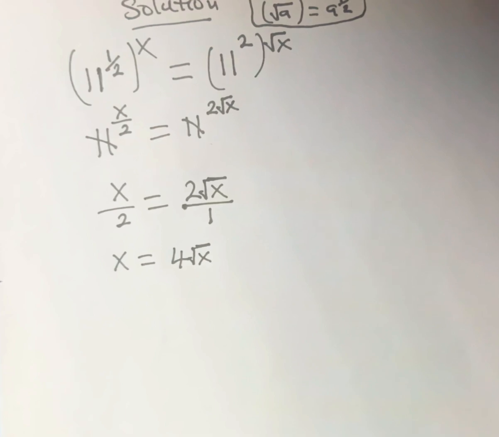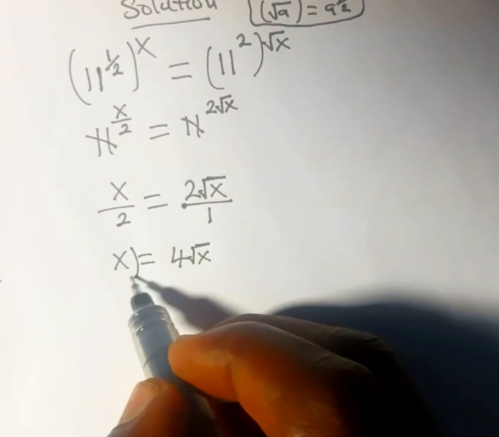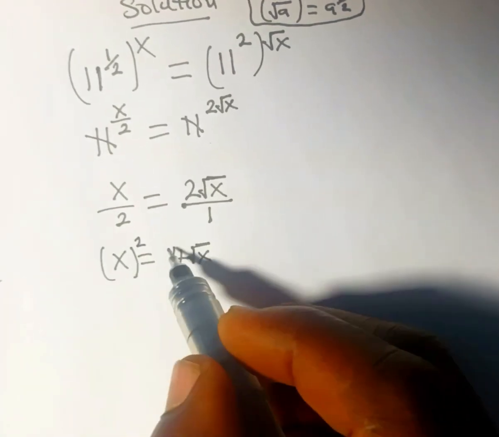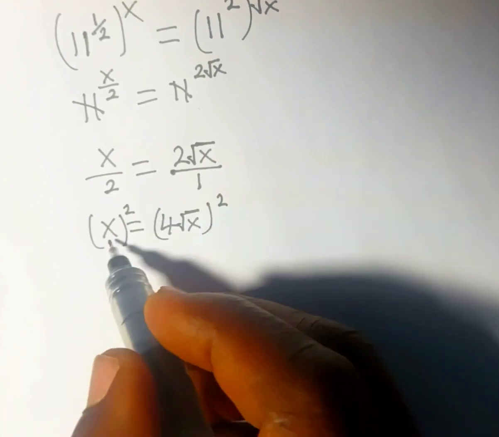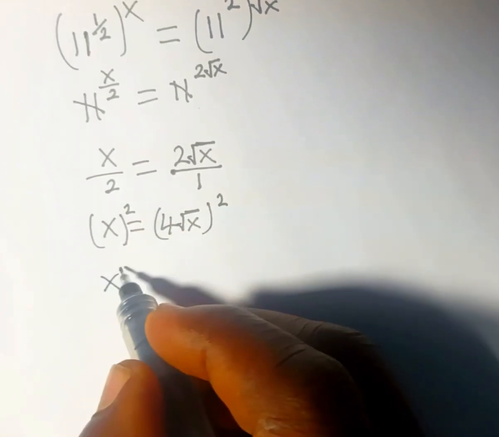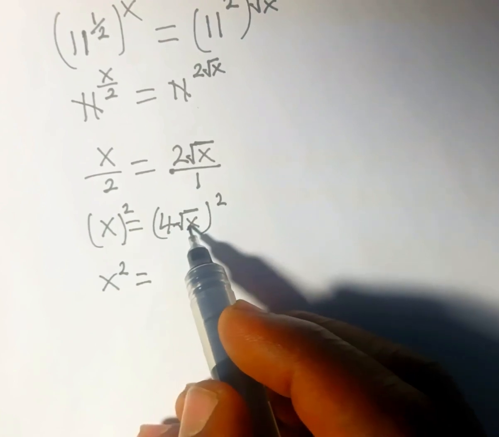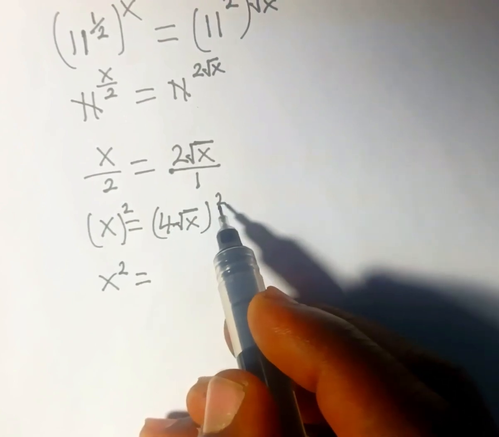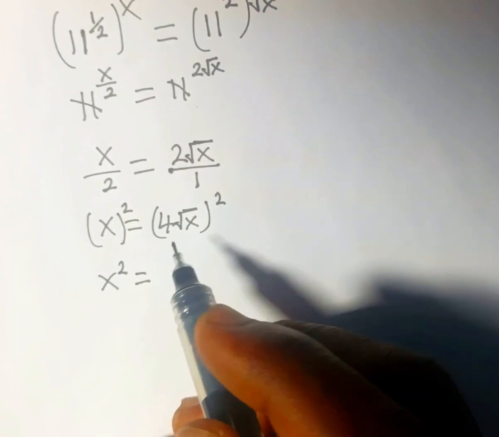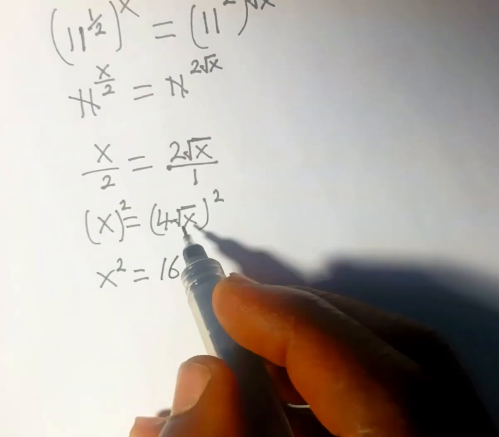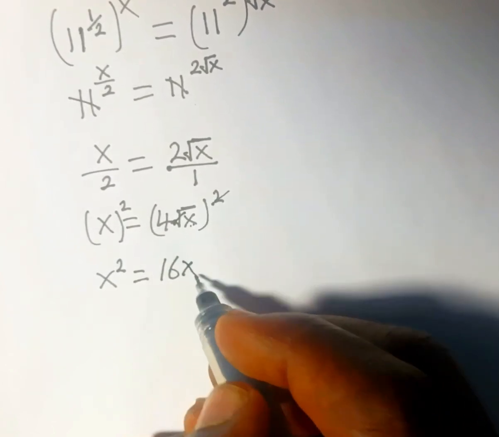So the next thing we're going to do is to remove this square root by squaring both sides of the equation. We square the left hand side and also the right hand side, so that x to the power of 2 is x squared, which is the same as 4 multiplied by square root of x, all squared. This square affects both 4 and square root of x. So 4 squared is 4 multiplied by 4, which is 16. Then root x squared, the square will cancel the square root, and it will remain just x.